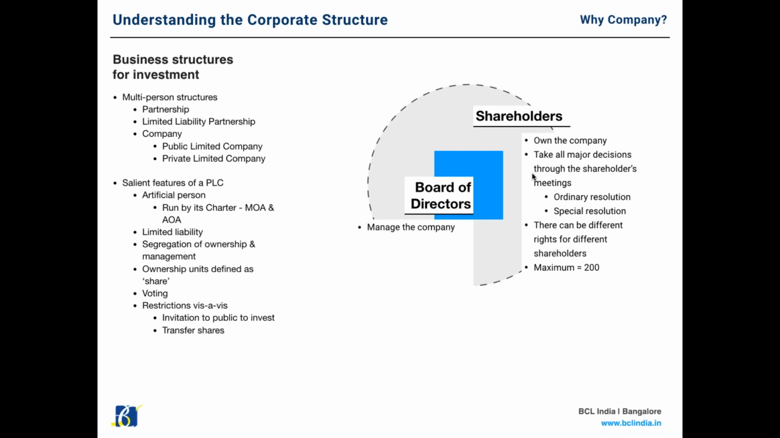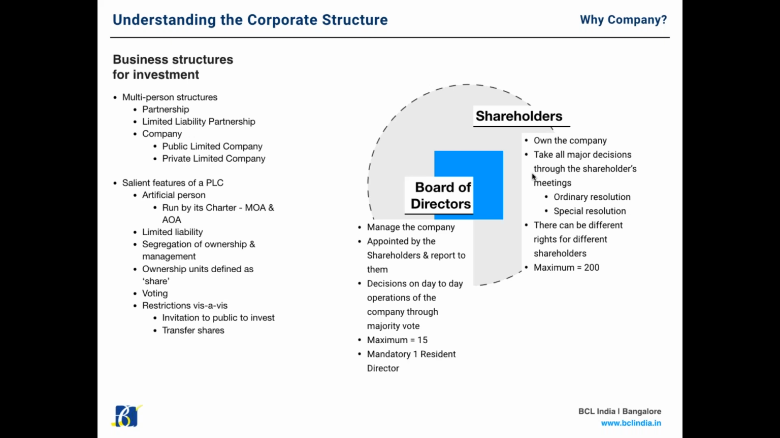Board of directors, on the other hand, are those who are appointed to manage the day-to-day operations of the company. And the shareholders are the ones who appoint the board of directors. And you can have a maximum of 15 directors on the board, and you need mandatorily one resident director on every company's board. So though you can have 100% foreign shareholding, you cannot have 100% foreign directorship. One of them has to be a resident of India.